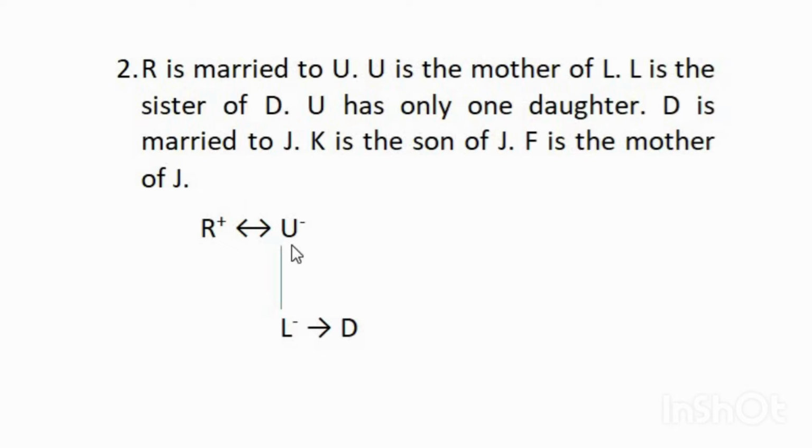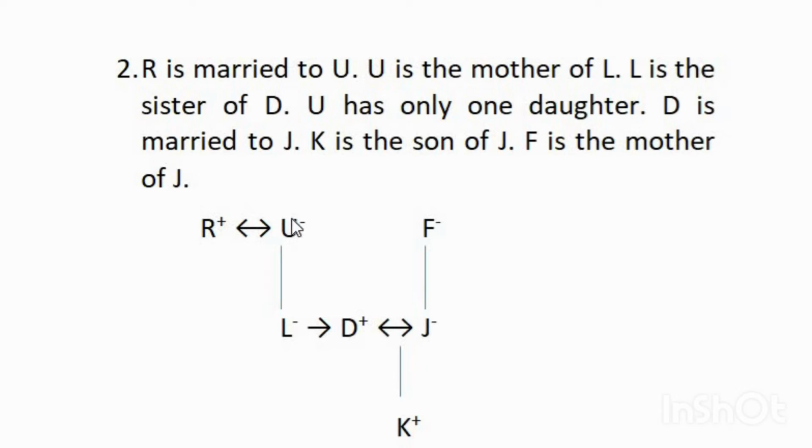U has only one daughter, that means U has only one daughter L, and D is the son of R and U. D is married to J. So it is represented like this. D is the husband and J is the wife, and it is given that K is the son of J. That means K is the son of both D and J, and F is the mother of J. So it is represented like this. So this is the final representation of this relation.